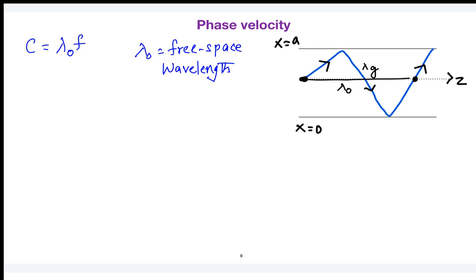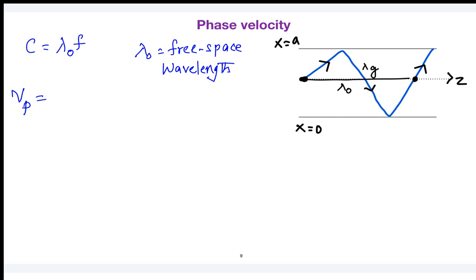Now what will happen once you introduce the two conducting plates? I can call that velocity the phase velocity. So the phase velocity comes into the picture when you introduce the waveguide. When you introduce the waveguide, to cover the distance from here to here, the wave is actually traveling more distance, isn't it?